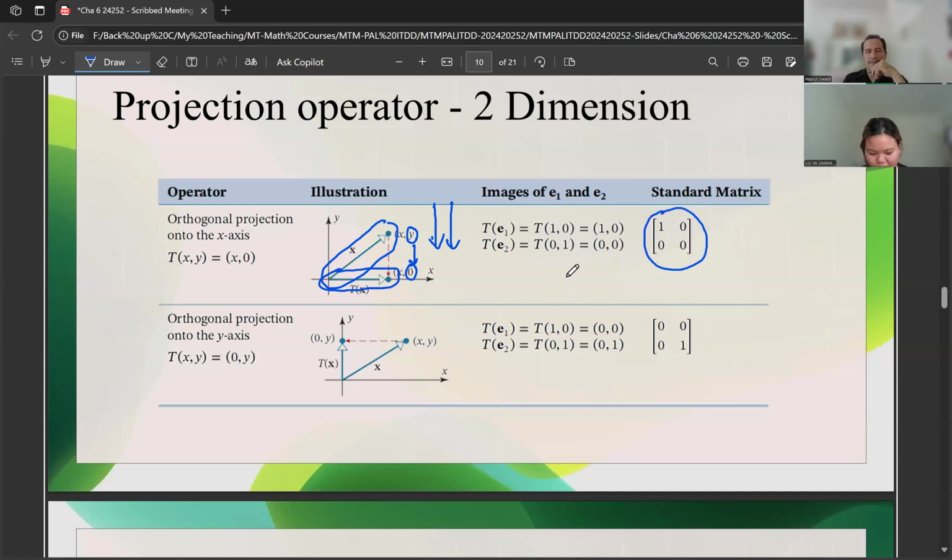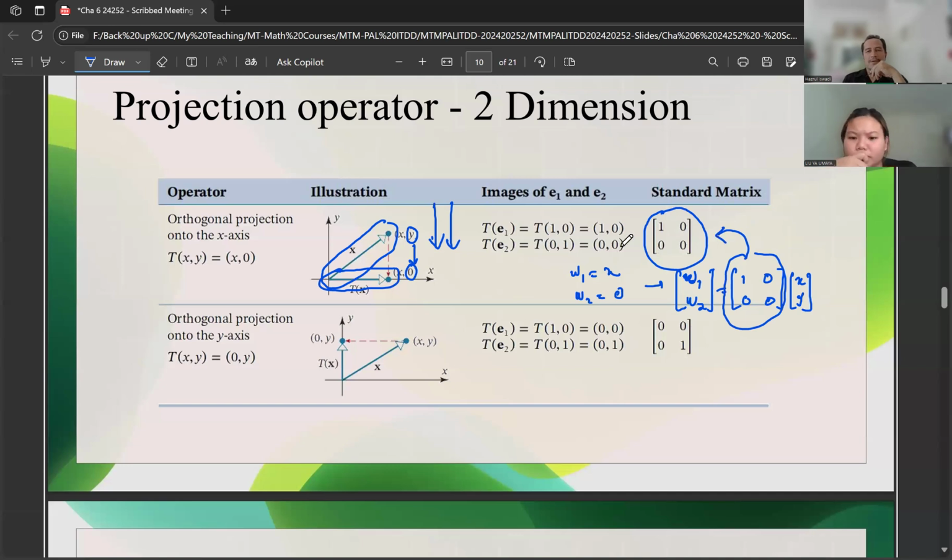Because we have that W1 will be equal to X and W2 will be equal to 0. So from the previous W1, W2, the matrix will be 1, 0, 0, 0, and this is a vector in Y.